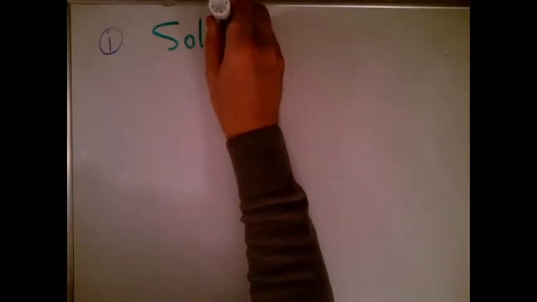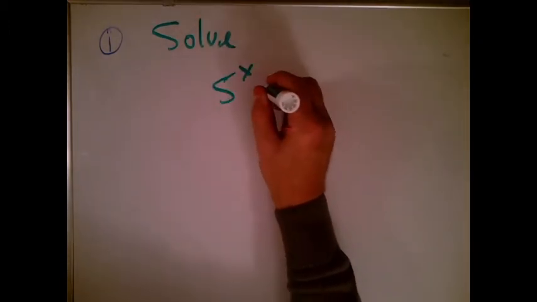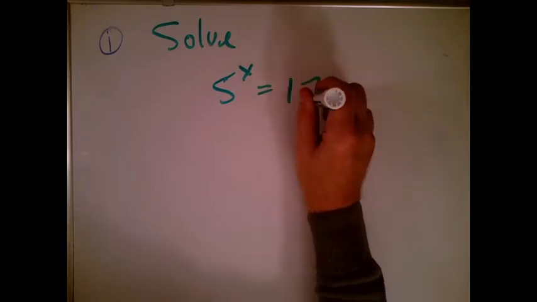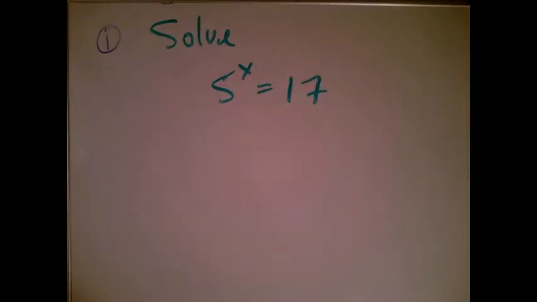So example number 1, I just want to grab a marker that works and say something nice and simple. I want to solve the exponential equation. How about 5 to the x equals 17. Now, by the way, I know that 5 to the first is 5. I know that 5 squared is 25, so I know x should be 1 point something.